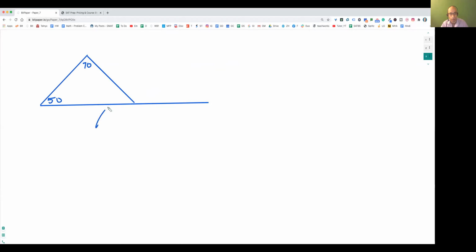Try to find out what this is, and then this is your first step. Post your answer in the chat. Because the sum of this is 180, try to post what your answer is. And then the second one is, what is this angle? So try to find out the first one and the second one over here.